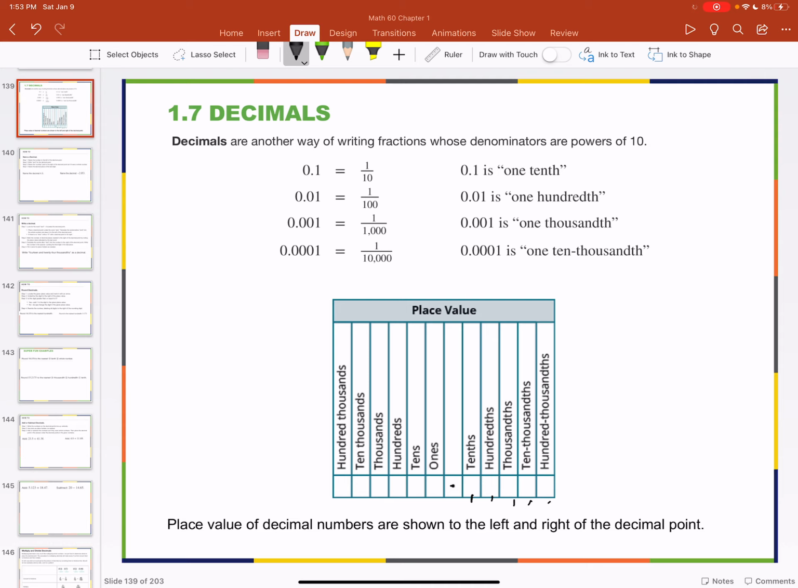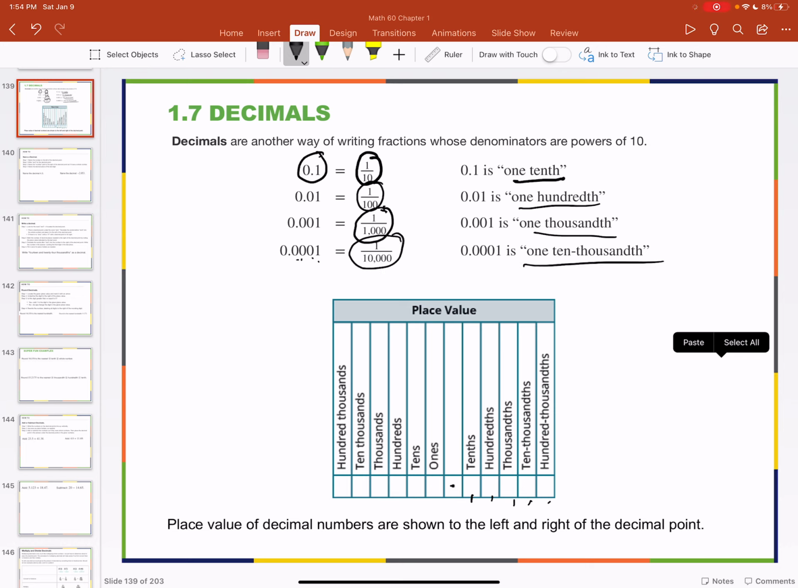So 0.1 is equivalent to 1/10. And in fact, we say it 1/10 because it's one in the tenths place. 0.01 would be 1/100. It's in the hundredths place. 0.001 is 1/1,000, and 0.0001 is 1/10,000. Note that the number of decimal places is the number of zeros in the fraction.